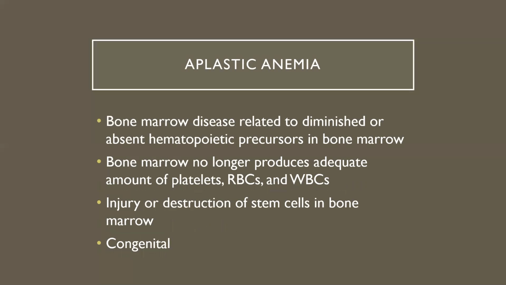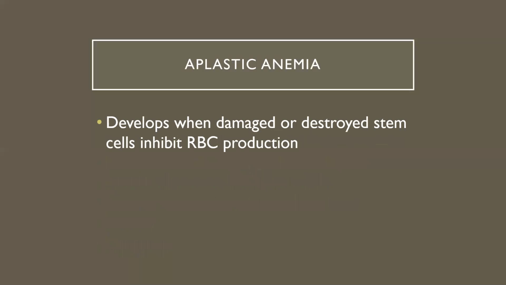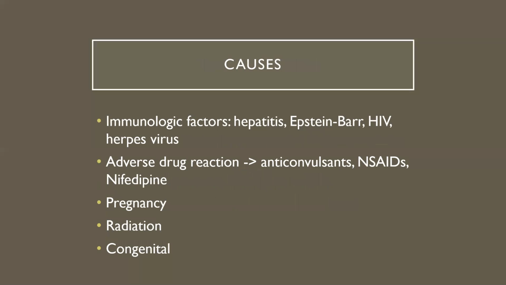Aplastic anemia. So we're looking at the deficiency of bone marrow production and production of platelets, red blood cells, and white blood cells. Typically, this is a congenital deficit that occurs. Sometimes things like hepatitis, Epstein-Barr, HIV, herpes virus can cause patients to have aplastic anemia. It can be related to medications, pregnancy, chemo and radiation, and it can also be congenital.